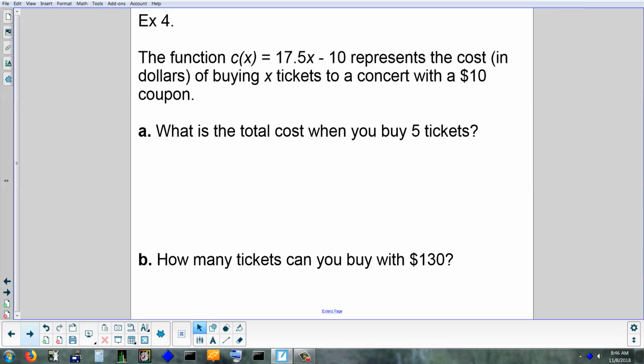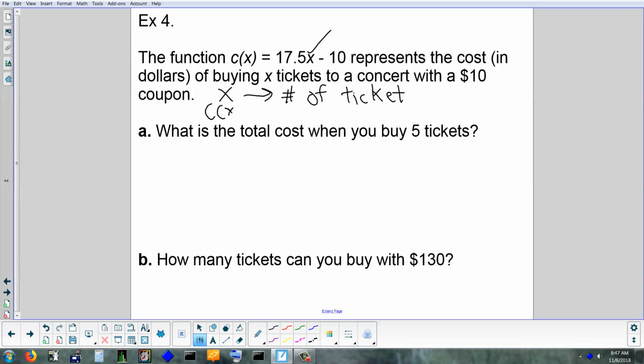So in this problem, what does x represent? Ellie? It represents tickets. X is going to be the number of tickets. So that covers the x. What's the other letter or symbol that we have? Would it be C? C, how do we say that? C of x.